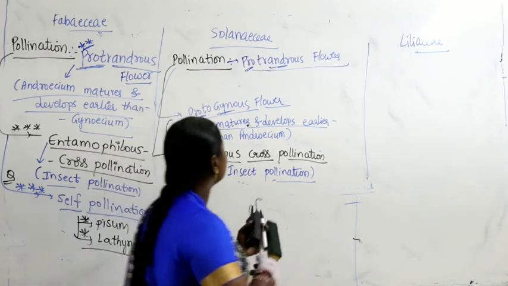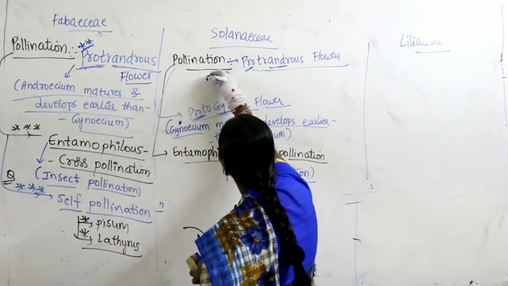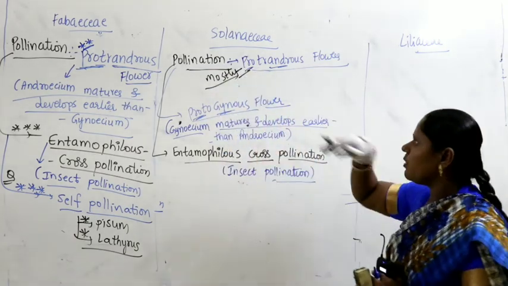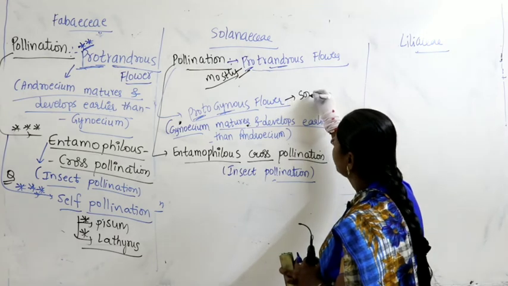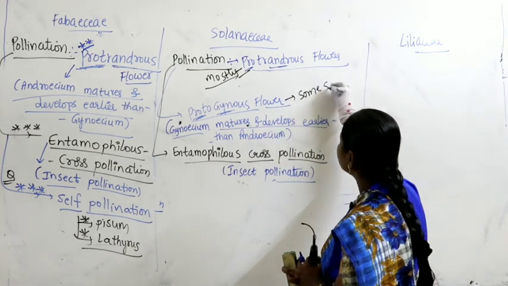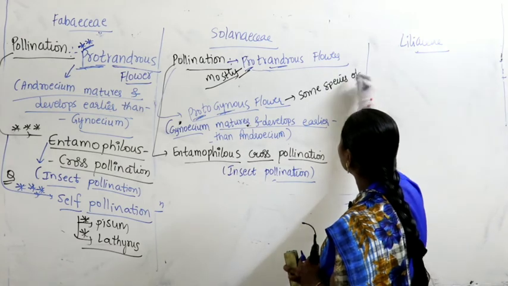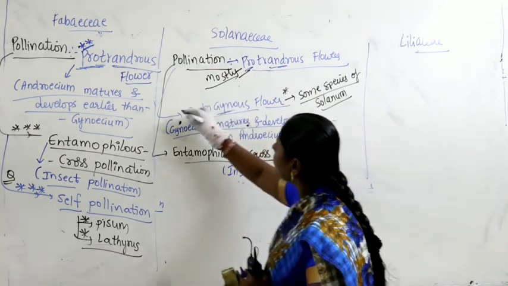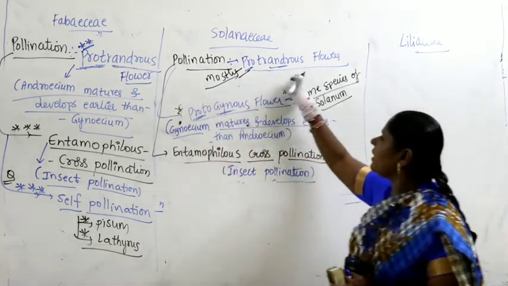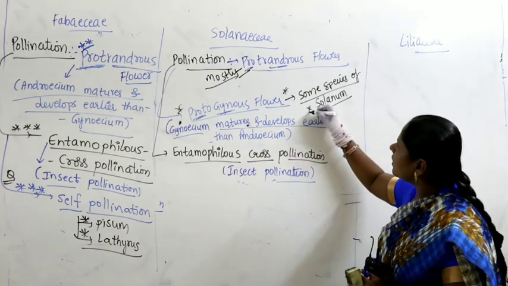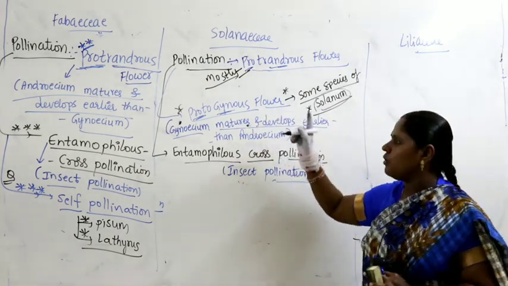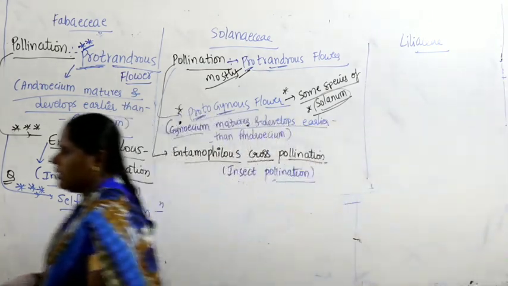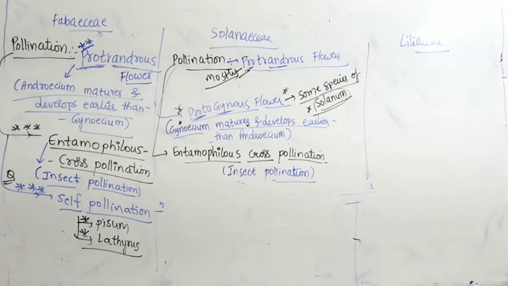So if you look at the conditions here, in case of Solanaceae, mostly we find protandrous condition. Most of the flowers are protandrous, but protogynous flowers are found in some species of Solanum. Some species of Solanum exhibit the condition called protogynous. Here also what you find is entomophilous cross pollination.